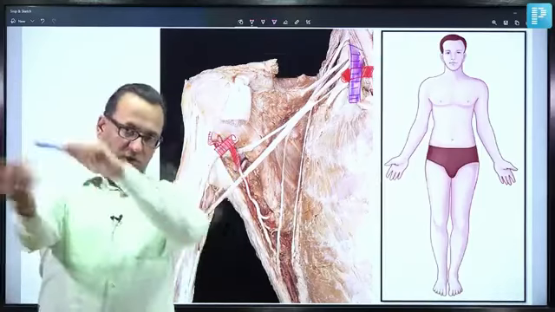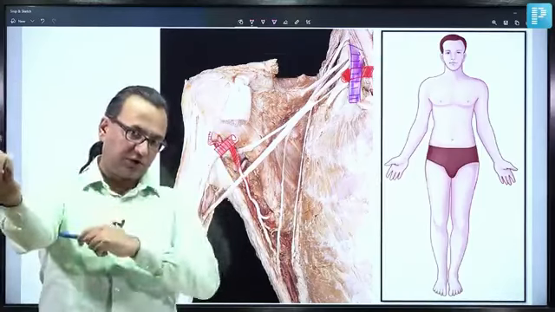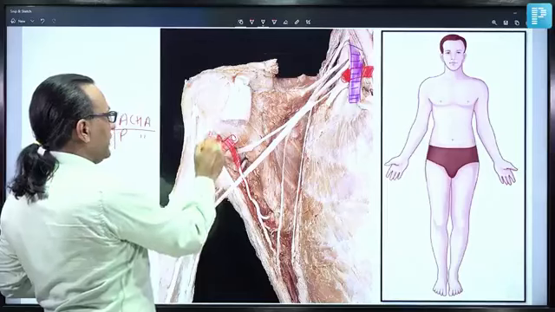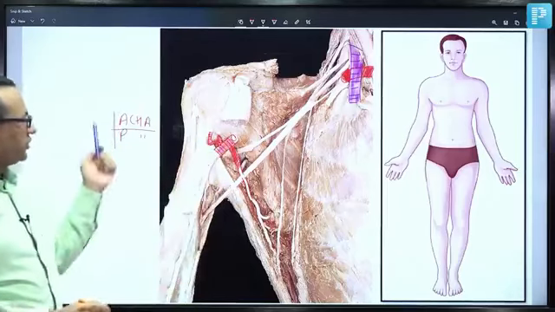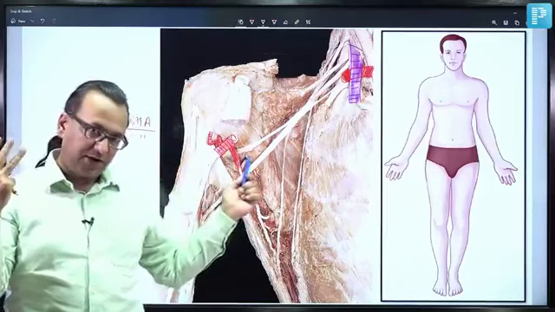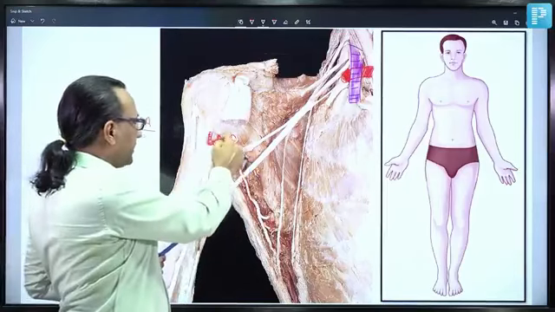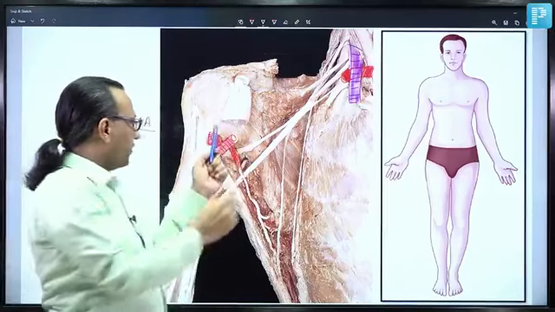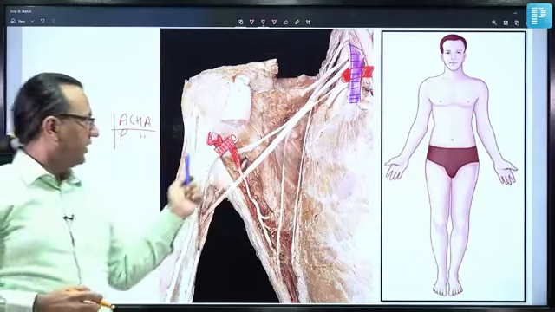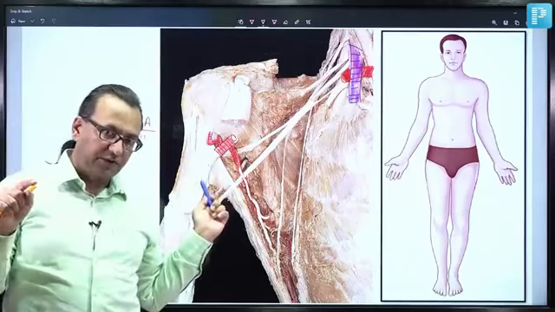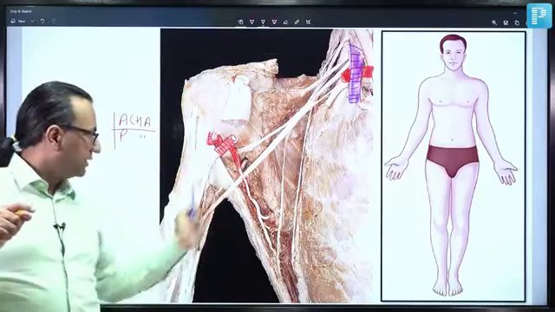They go around the surgical neck of the humerus. Anterior and posterior circumflex humeral artery are branches of the third part of axillary artery. Yes, this is the third part of axillary artery, giving three branches. And also notice, once this artery crosses the lower border of teres major, it will become brachial artery.